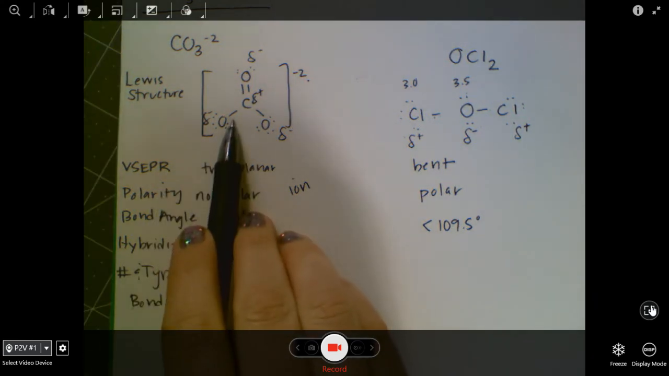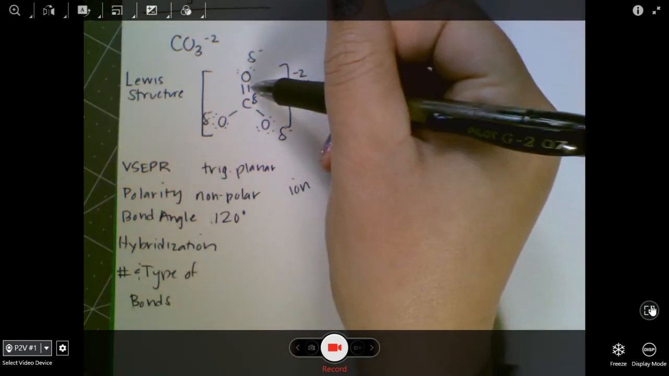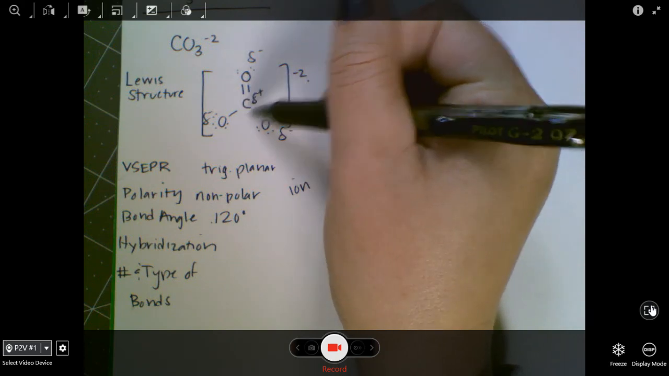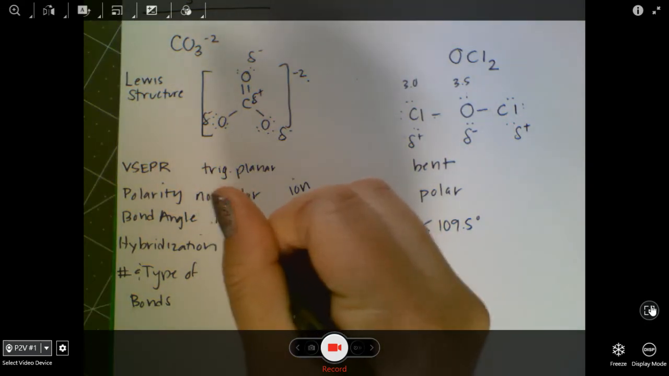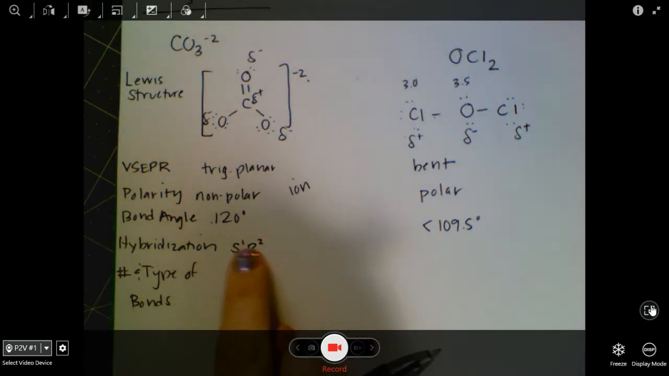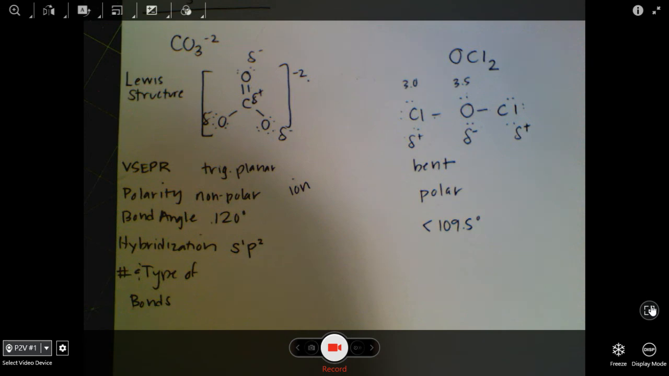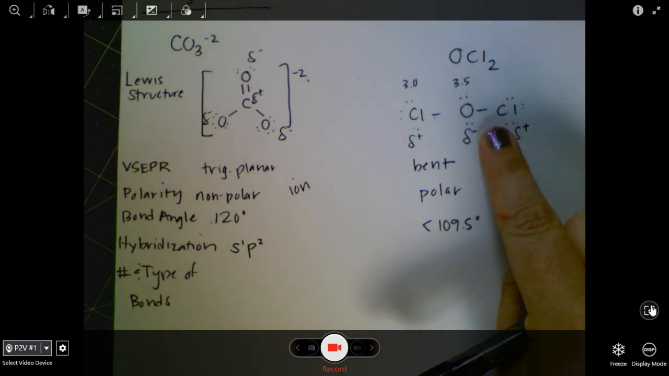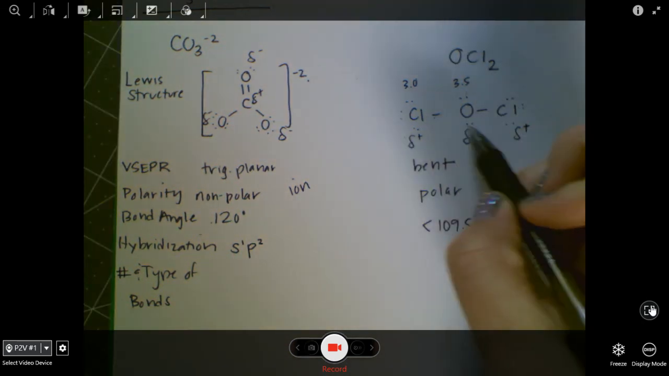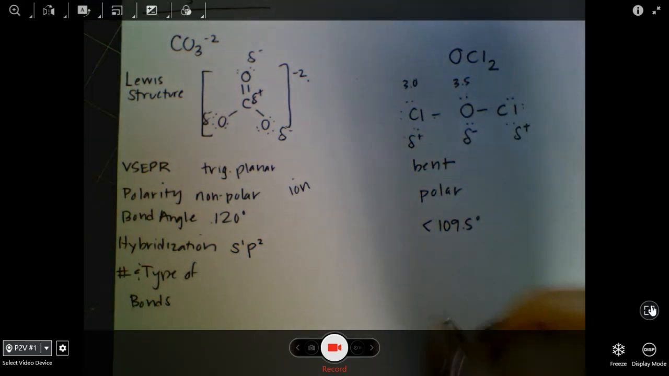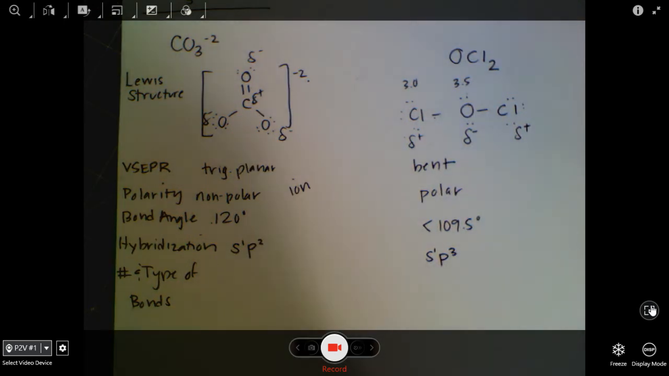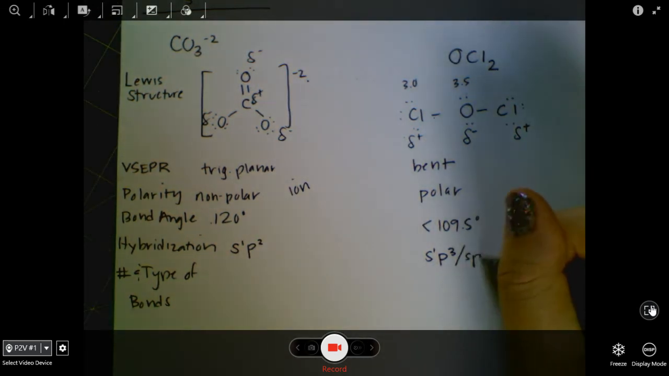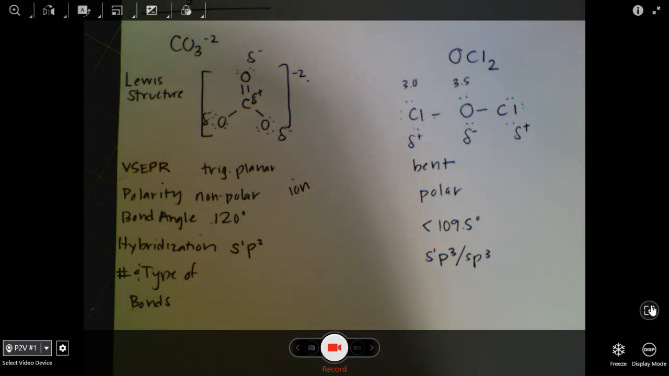So for carbonate, the hybridization, I'm looking at the electron dense areas, and there are 3 of them. So the hybridization is going to be s1 p2. These have to add up to the number of electron dense areas. For OCl2, we have 1, 2, 3, 4 electron dense areas. So it's going to be s1 p3, or you could just write sp3, and that would be fine as well. Okay. Do not forget the unshared pairs. A lot of people do, and then you get them wrong.